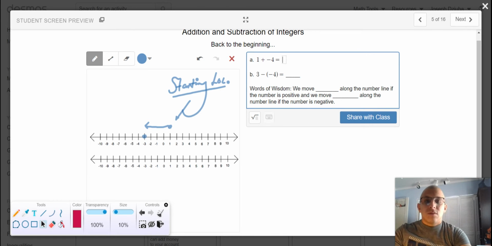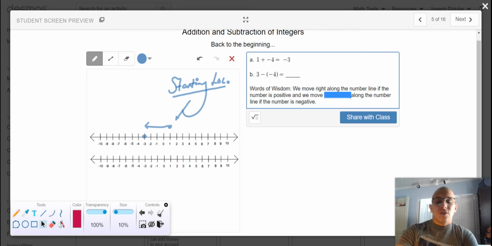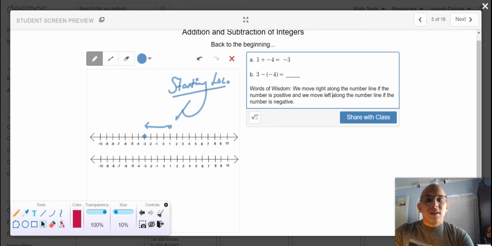And coincidentally, that is the value of our expression. I'm going to ask you to simplify B. Make sure that you tend to your operations before you combine your terms. Words of wisdom: we move right along the number line if the number is positive. Remember, right is that way. And we move left along the number line if the number is negative.